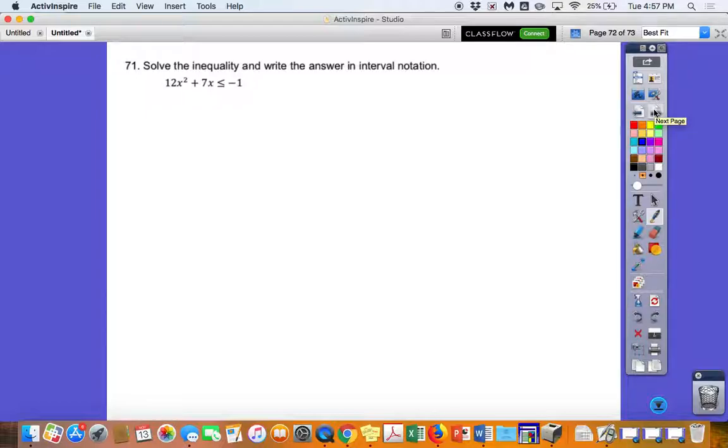Now, technically, we actually covered this earlier in the year. It didn't come at the end. I don't know why they put it here. But remember, we did sign analysis. So 12x squared plus 7x plus 1 is less than or equal to 0.